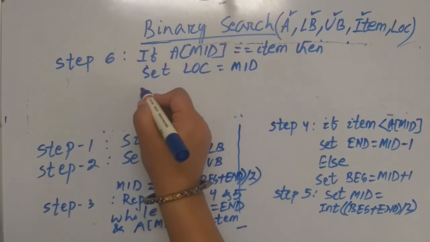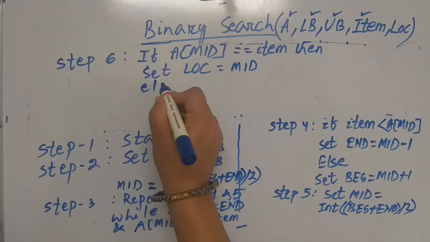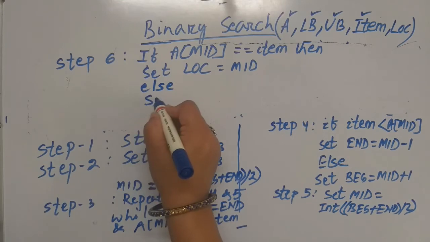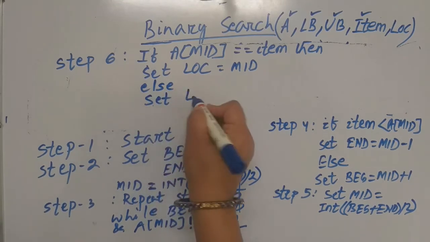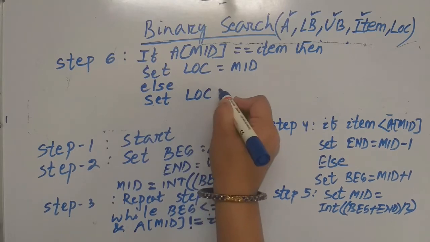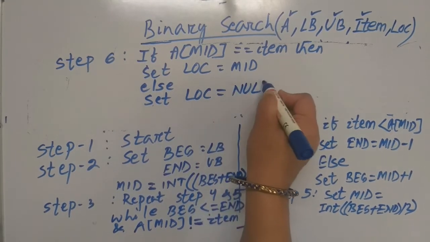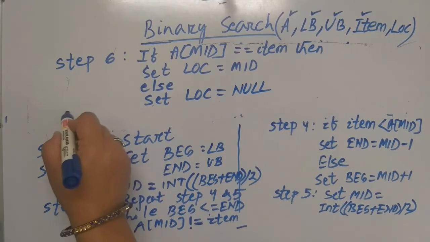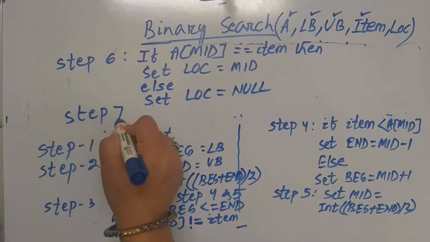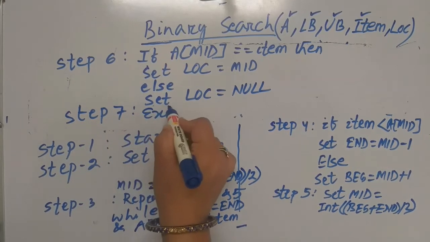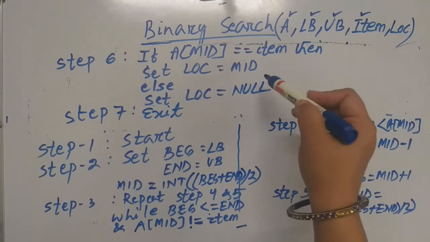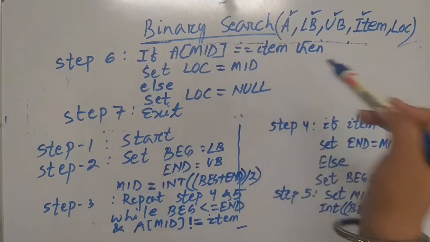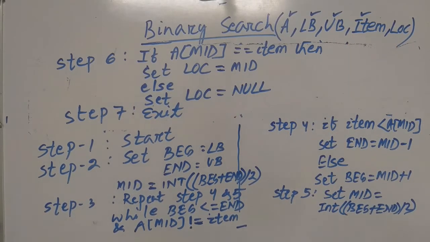Why are we writing LOC equal to mid? Because that particular element is in that particular location. Else set LOC equal to null. Why are we writing null here? Because we did not get our result, we did not find our element. That means we searched each and every mid position, but did not get our result.